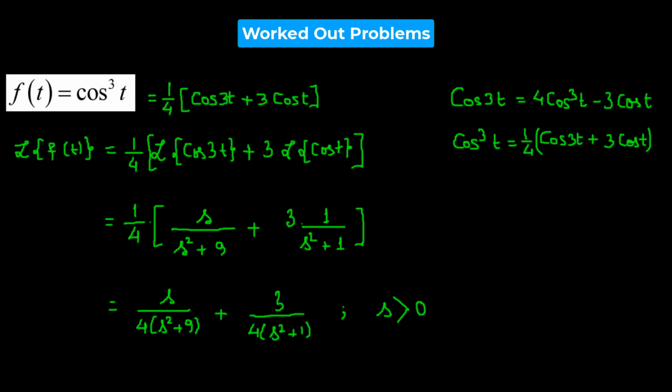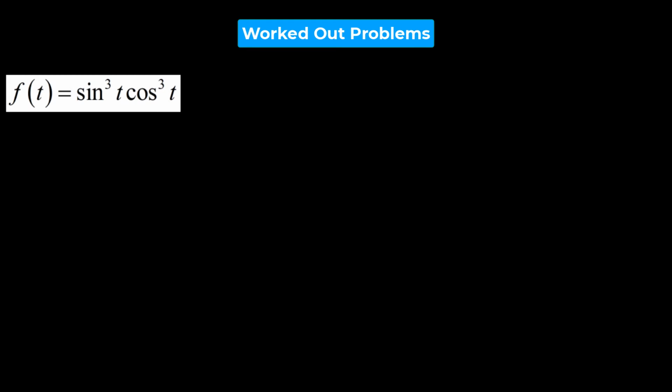Let us move on to the next problem. Here we have the function sine cubed of t times cosine cubed of t. This can be rewritten as (sin t times cos t) whole cubed. Now we're going to multiply and divide by 2. So we have half multiplied by (2 times sin t times cos t) whole cubed.